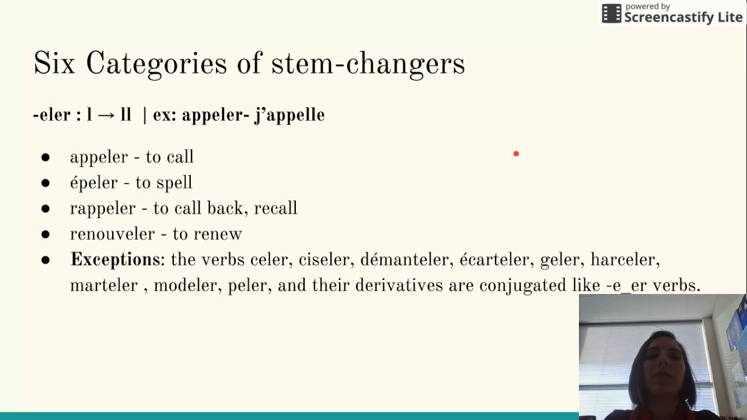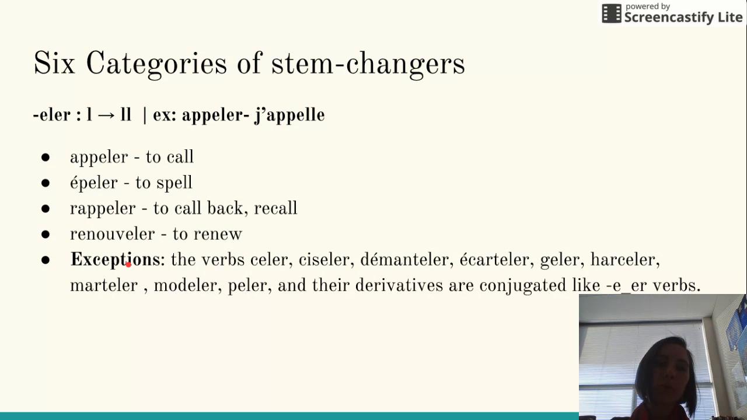There are 6 categories of stem changers. Our first is ELER verbs. So if your verb ends in ELER, it is going to have a single L to double L stem change. An example would be appeler, which ends in ELER. And it would change when conjugated to j'appelle, double the L, and then you have your regular ER ending according to the je subject. Some other examples, we have appeler, épeler, rappeler, renouveler. Make sure you copy down these in your notes.